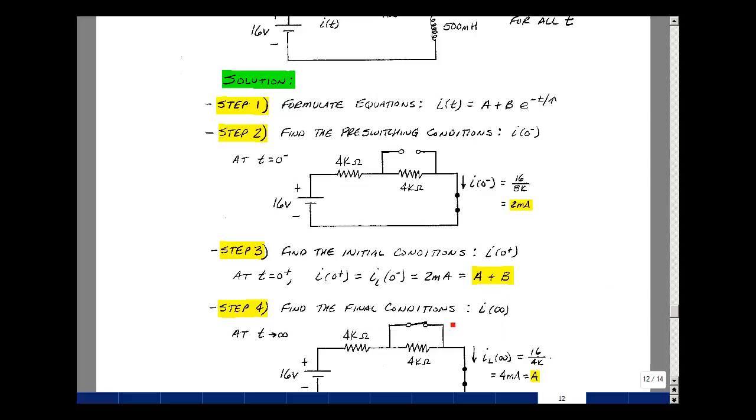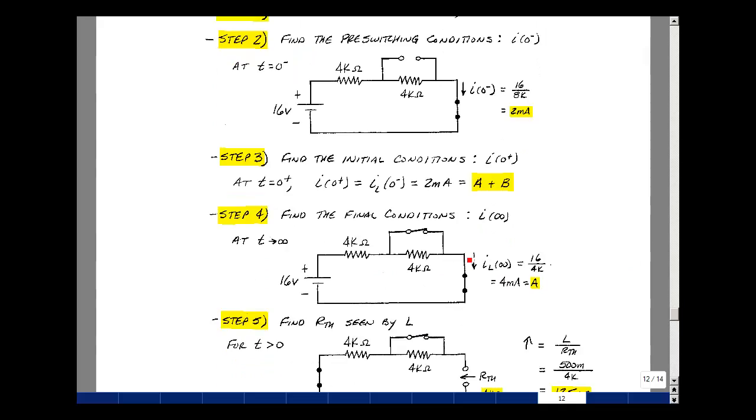Next, we'll find the final conditions. When an inductor is in a circuit for a long time, it looks like a short circuit. This is also shorted. The 16 volts is across the 4K resistor. 0 volts here, 0 volts here. So the current that's flowing in here, through here, through here, is going to be 16 volts divided by 4K, or 4 milliamps. And that's going to be a plus b times e to the minus infinity, or just a.